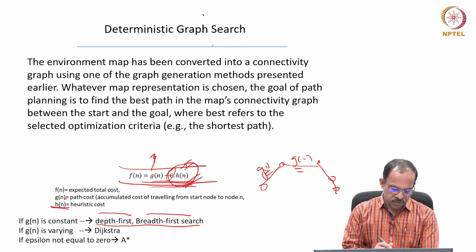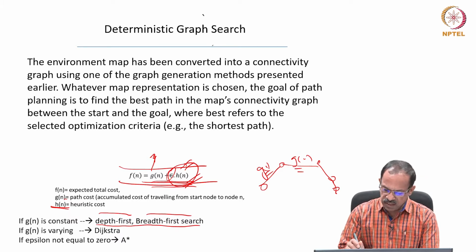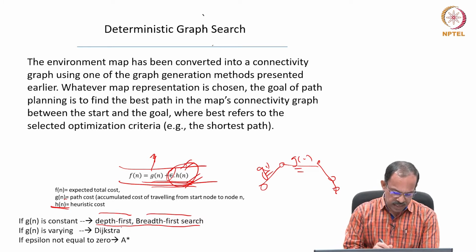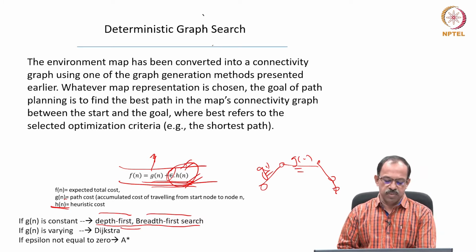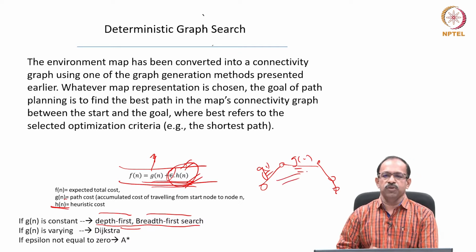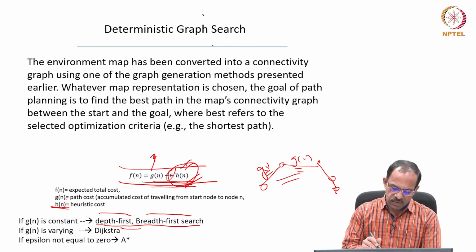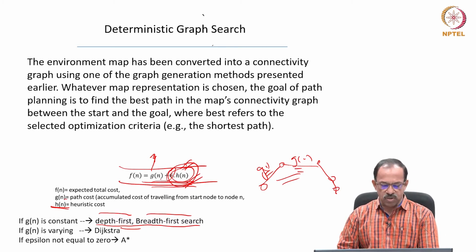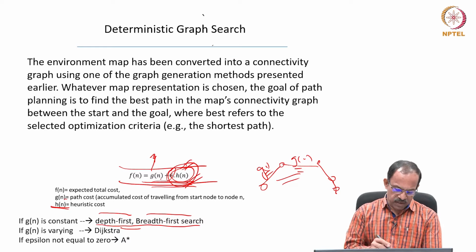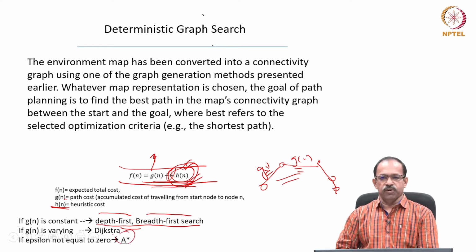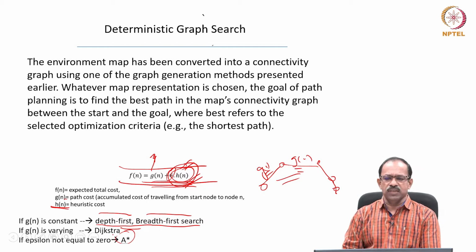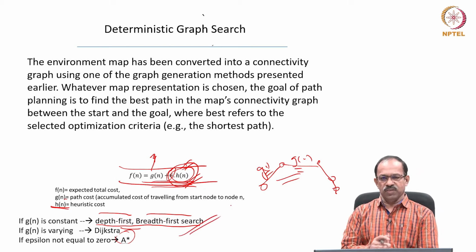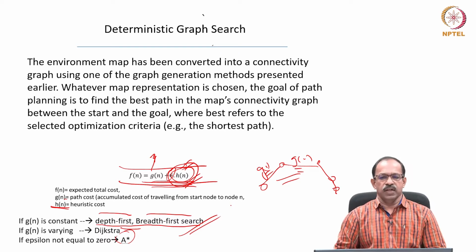And if Gn is not constant, that is, G1 is not equal to G2, then we have the Dijkstra algorithm, which takes care of that kind of situation. And in cases where you use a heuristic cost, there are many methods, and one of them is the A star algorithm. We will go through these algorithms, though there are many such algorithms existing. We do not go through all, we just explain these.